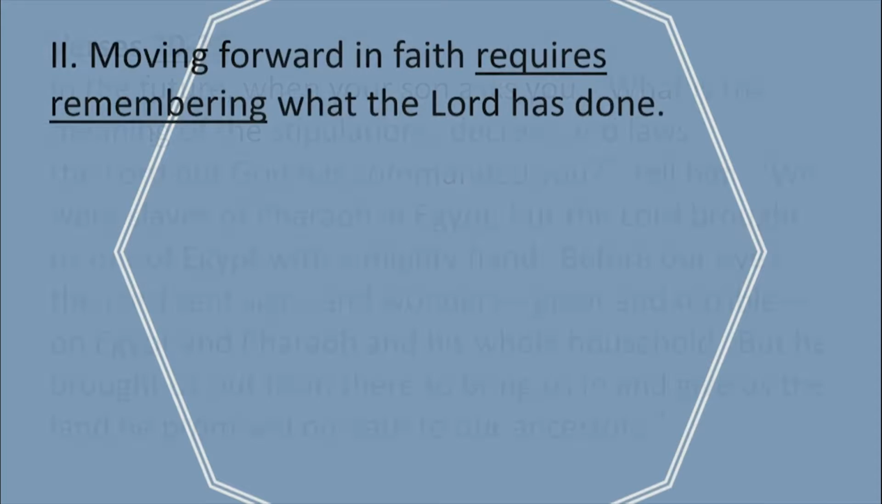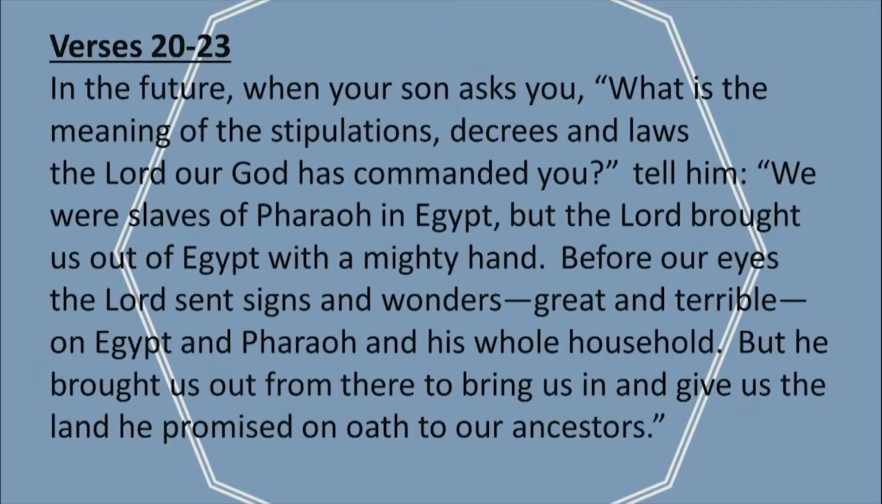As it said in the passage that Leanne just read, in the future, when your son asks you, what is the meaning of the stipulations, decrees, and laws the Lord our God has commanded you, tell him, we were slaves of Pharaoh in Egypt, but the Lord brought us out of Egypt with a mighty hand. Before our eyes, the Lord sent signs and wonders, great and terrible, on Egypt and Pharaoh and his whole household. But he brought us out from there to bring us in and give us the land he promised on oath to our ancestors.